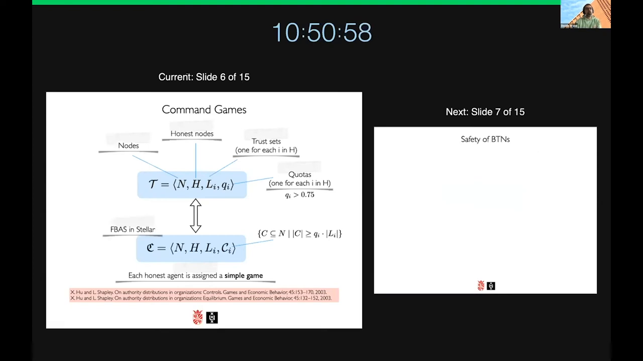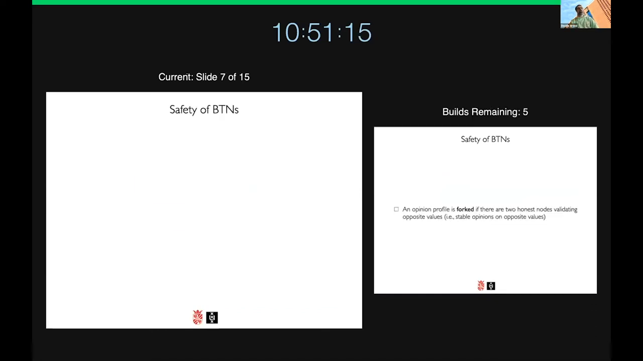In fact, what I call here command game is pretty much something that you would literally find also in the Stellar white paper, referred to as a federated Byzantine agreement system, so FBAS. It's really the same mathematical structure. Okay, so now let me move to the idea of safety in Byzantine trust networks.